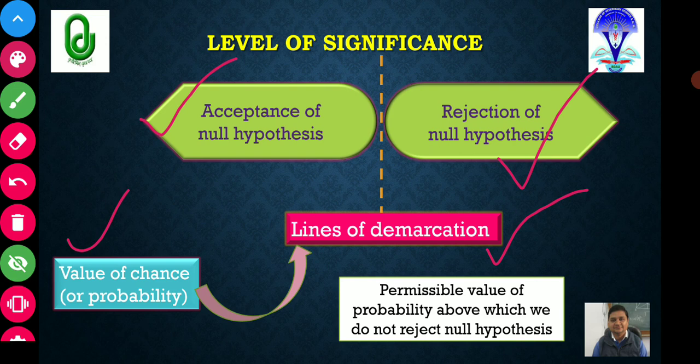It is the permissible value of probability above which we do not reject the null hypothesis. So level of significance is also a permissible value of probability. We have already discussed that it is a value of chance or probability above which we do not reject the null hypothesis. That means for either rejection or acceptance of the null hypothesis, we need the value of probability or value of chance, which is called the level of significance. We have already seen about this in hypothesis in the last class.